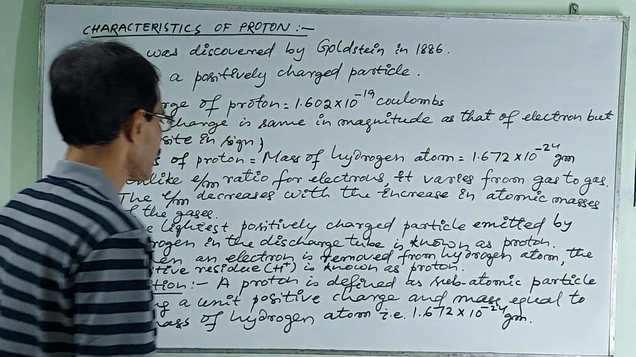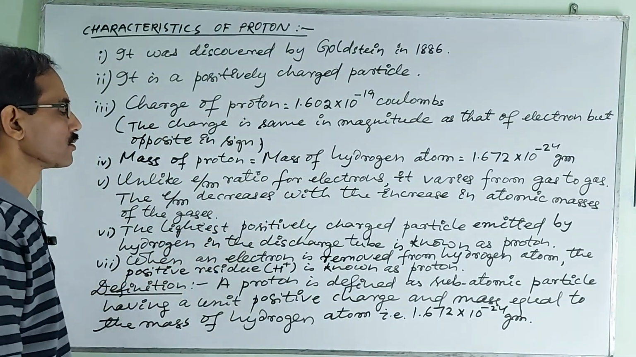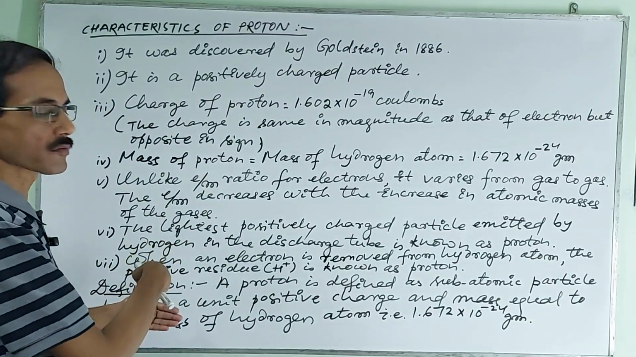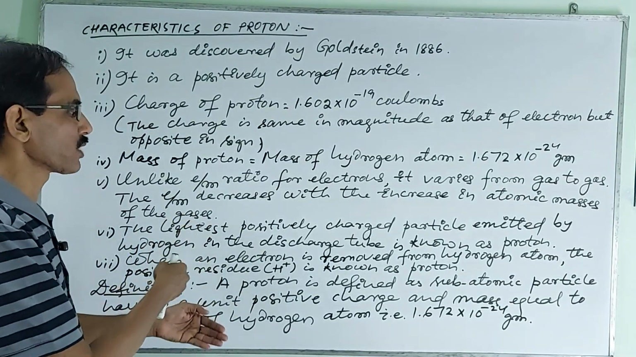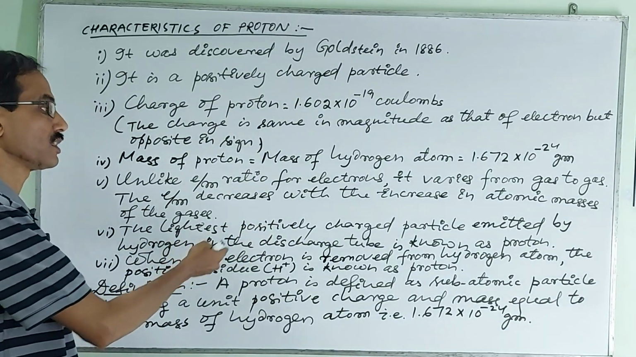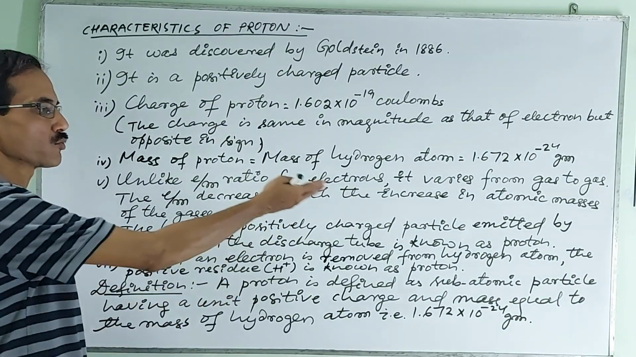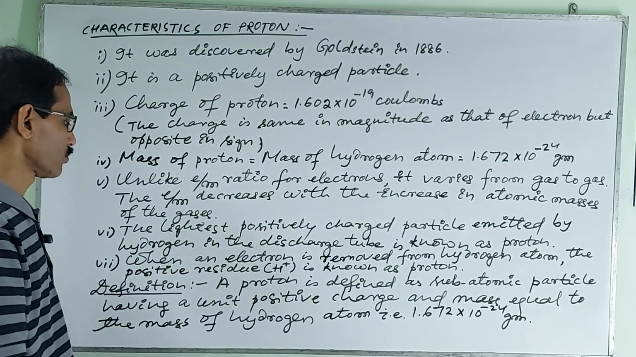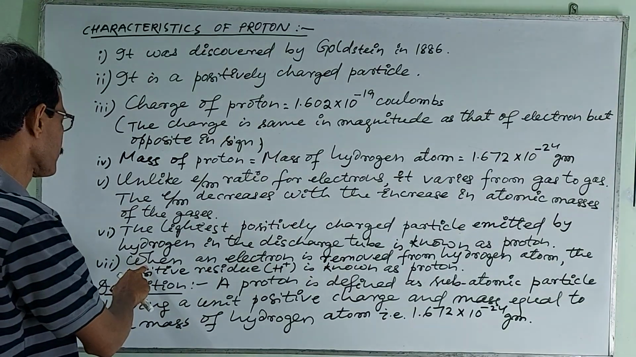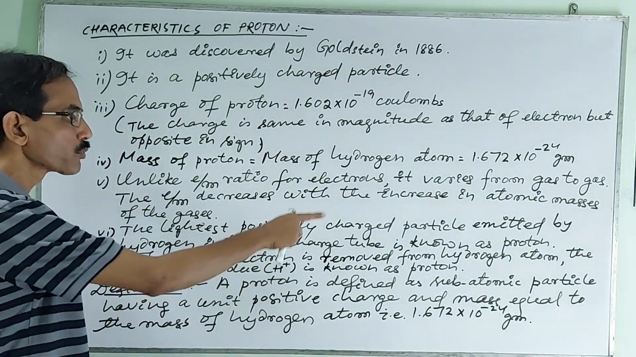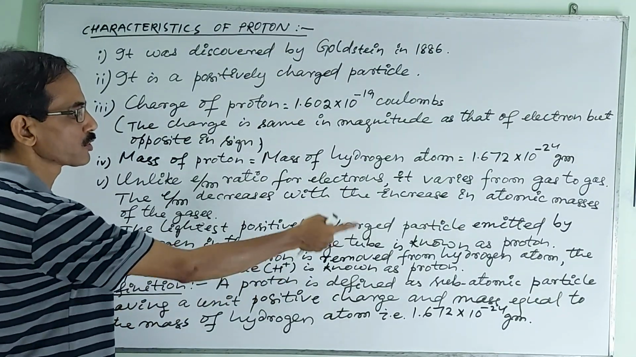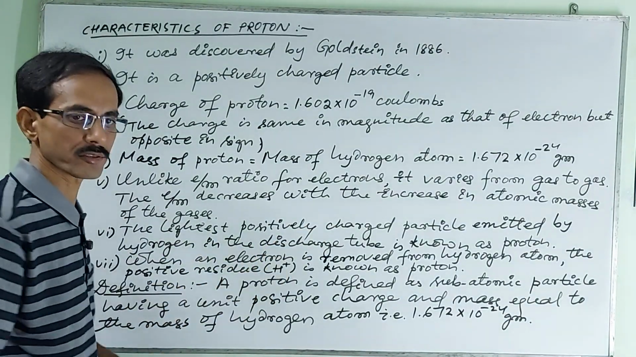The lightest positively charged particle was emitted when hydrogen was taken in the discharge tube when the experiment was carried out. The lightest positively charged particle emitted by hydrogen in the discharge tube is known as the proton. We have earlier carried out the experiment. When an electron is removed from a hydrogen atom, the positive residue H+ is known as a proton. Try to understand this. How?